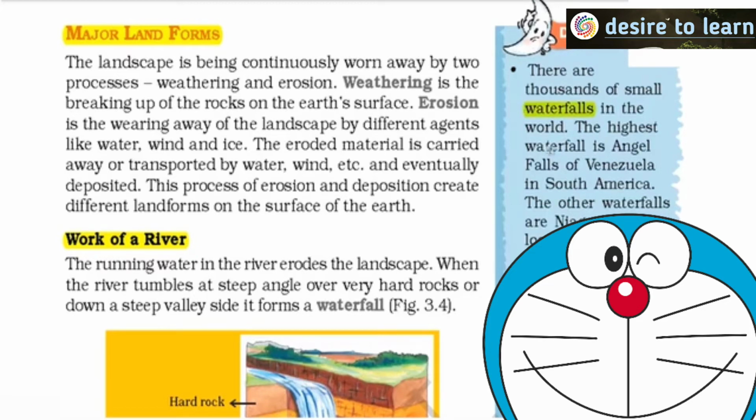Now, the highest waterfall is Angel Falls of Venezuela in South America. Please try to identify it with the help of an atlas, Orinoco River Basin. The other waterfalls are Niagara Falls, located between Canada and United States. Again important. And you have Victoria Falls on the borders of Zambia and Zimbabwe in Africa. So these waterfalls you have to locate, and it's important from a geography point of view.